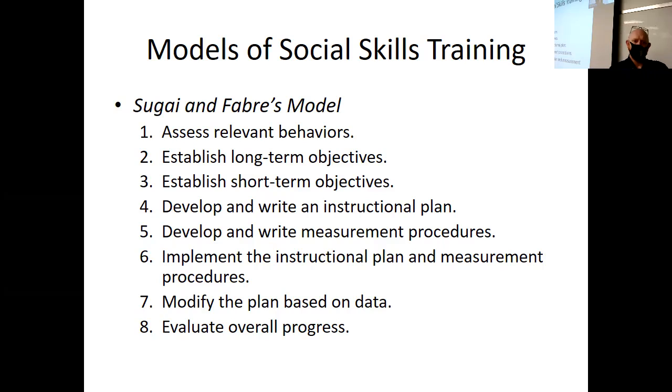Number one, in this one, you assess relevant behaviors. Now, obviously, we're talking about behaviors dealing with social skills, whether they're being appropriate, whether they're being antisocial, whether they're being overly assertive, things like that. Again, once we've done an assessment, if we're following the API process, after assessment comes planning.